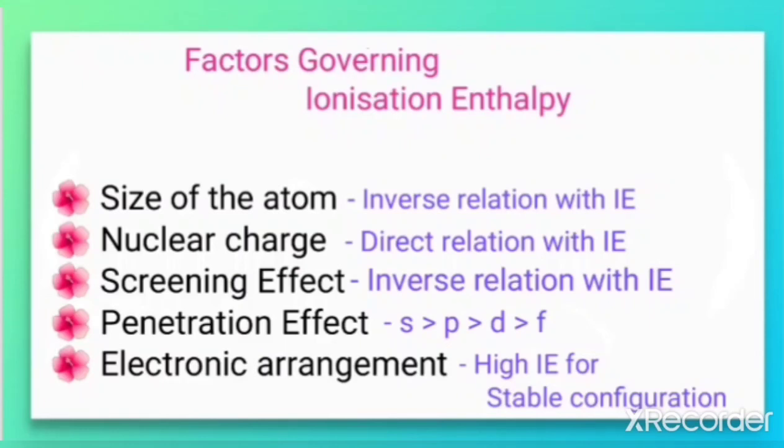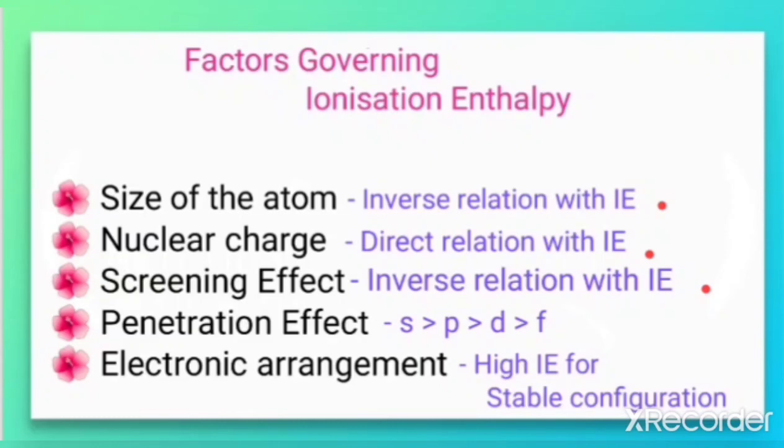After the discussion on each factor, that is size of an atom, nuclear charge, screening effect, penetration effect and electronic arrangement, we can conclude that when the size of the atom increases, ionization enthalpy decreases. Therefore, ionization enthalpy has an inverse relation with size. When the nuclear charge increases, ionization enthalpy also increases, so it has a direct relation. When the screening effect increases, ionization enthalpy decreases. Therefore, it has an inverse relation with ionization enthalpy.